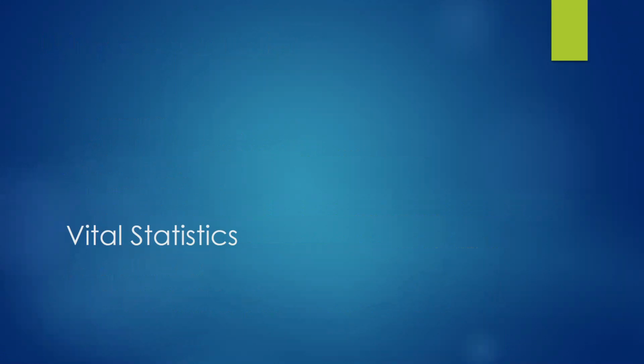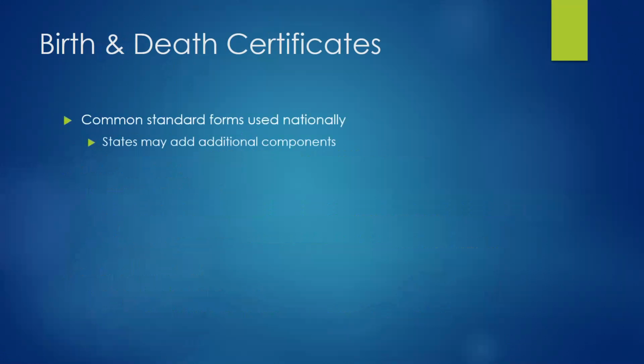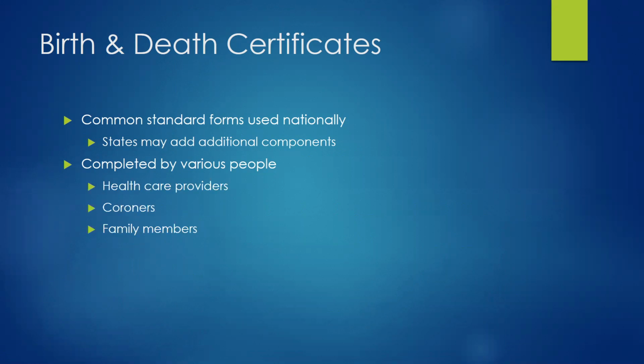So the other data source that's essentially universal, covers basically all of the population, is vital statistics. And so this is really birth and death certificates. So there are standard forms that we use nationally. States could choose to add additional content, but there's a minimum that all states collect. And these forms are actually completed by different people. So it might be healthcare providers, it might be a coroner, it might actually be the person about whom the vital statistic relates to.